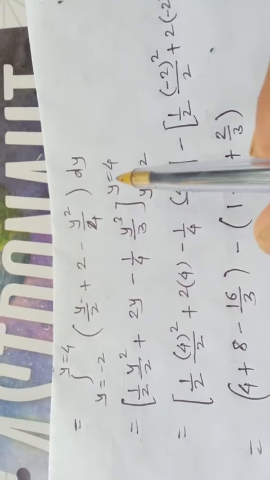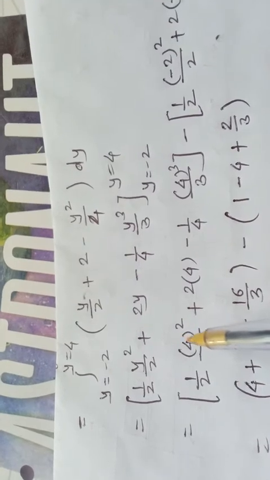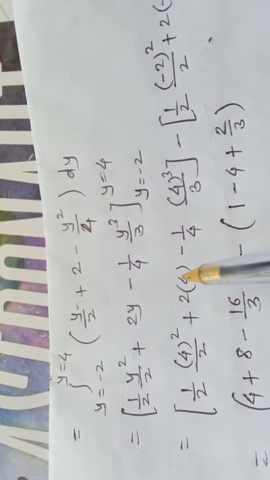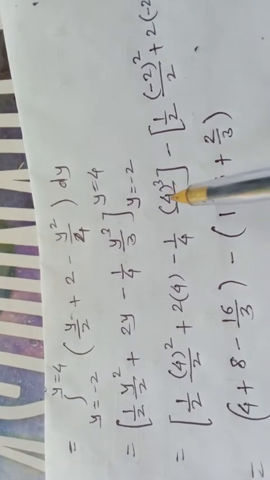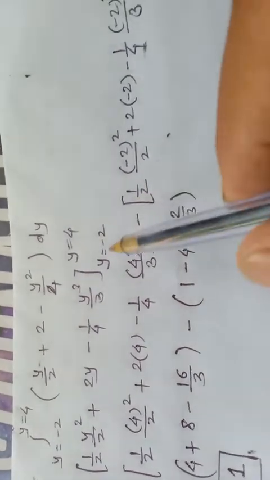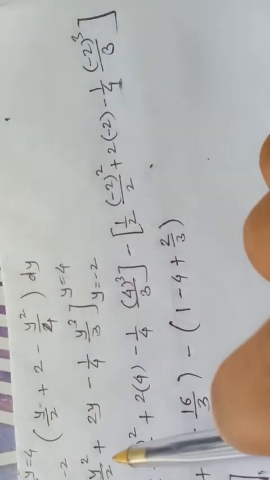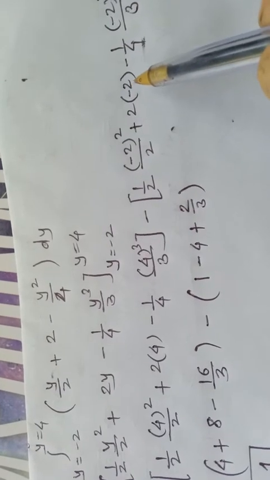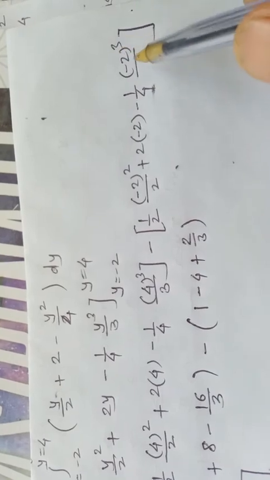If I put the upper limit, that is y equals 4, I will get 1 by 2, instead of y putting 4, that is 4 square upon 2, plus 2 instead of y putting 4, minus 1 by 4 as it is, instead of y cube putting 4 cube upon 3. If I put the lower limit, that is y equals minus 2, I will get 1 by 2 as it is, instead of y putting minus 2 whole square upon 2, plus 2 into minus 2, minus 1 upon 4 into minus 2 cube upon 3.